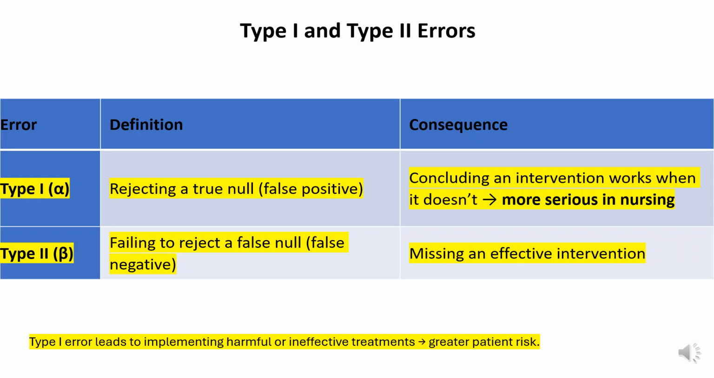While both errors matter, the stakes differ. Type 1 errors risk actively causing harm, whereas Type 2 errors risk missing an opportunity to help. Understanding these errors helps researchers and clinicians balance the trade-offs in evidence-based practice.